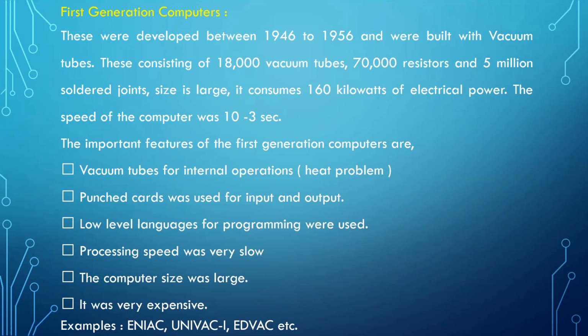Then good. Next, the next thing is concerned with the features. From an exam point of view also these features are important. The important features of first generation computers are what features they had. The first one: vacuum tubes for internal operations. To perform internal operations, vacuum tubes were used. It is an electronic component.